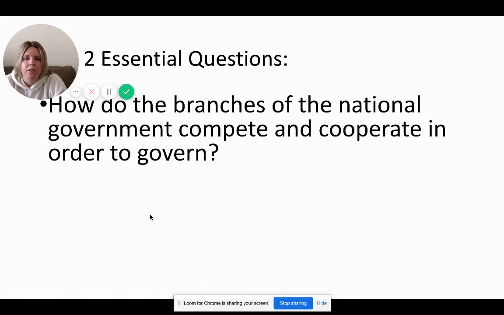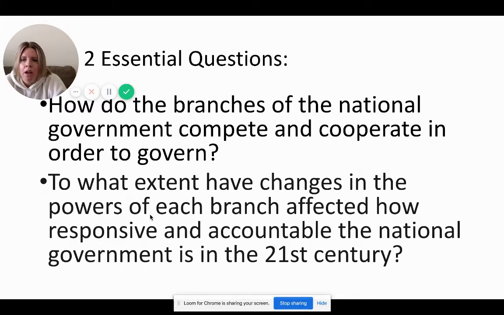How do the branches of the national government compete and cooperate in order to govern? To what extent have changes in the powers of each branch affected how responsive and accountable the national government is in the 21st century? One thing that we've seen, and especially major crises, have allowed presidents to take on more power, and a lot of times they haven't given it up. So we've seen, especially in modern times, presidents taking on more responsibility, taking on more power to try to handle national crises and national issues and that kind of stuff.